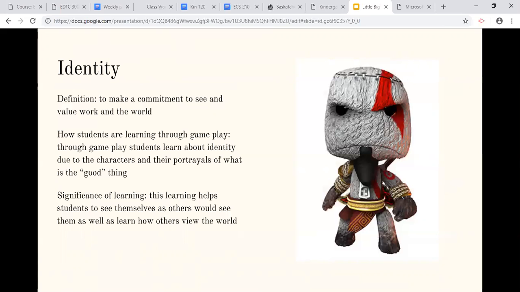Through gameplay, students learn about identity due to the character and their portrayal of what is good or what is bad. You're learning because you're putting yourself in the character. You get to become the character. This learning is significant because it helps students see themselves as others would see them, as well as how others view the world.